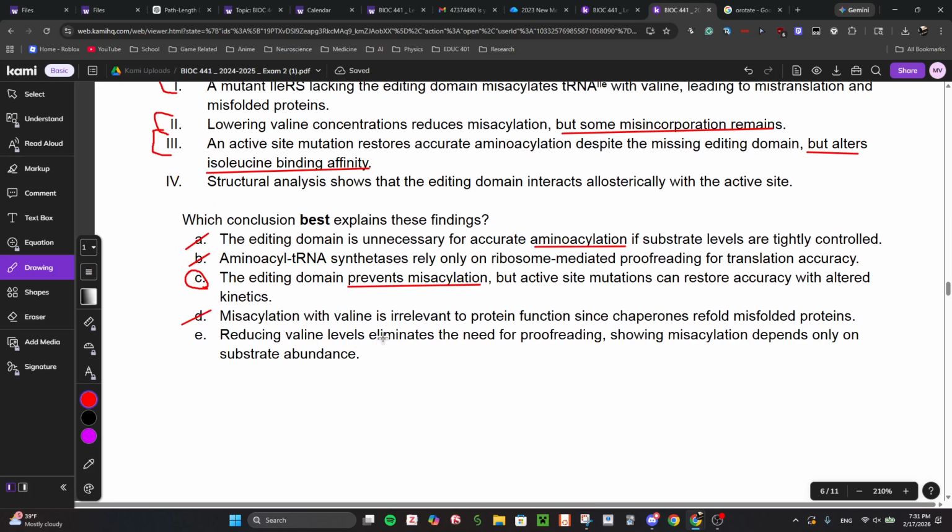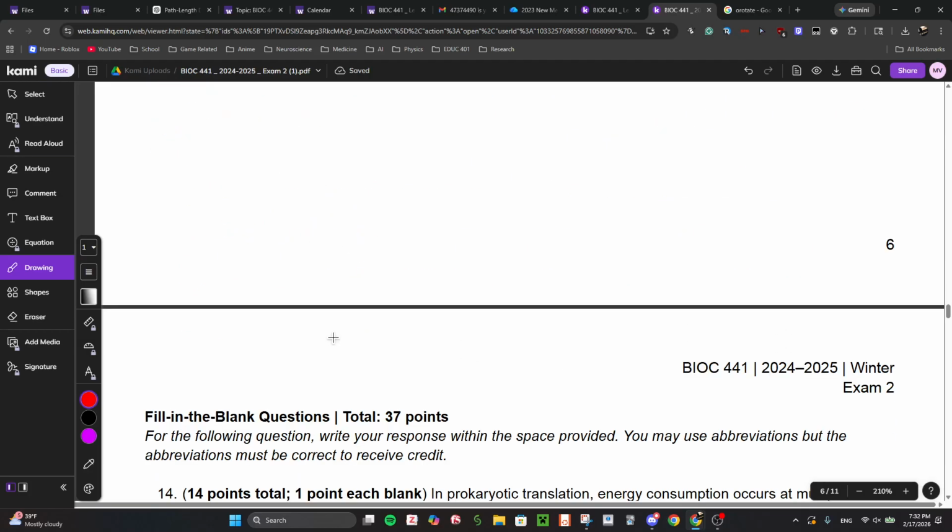Reducing valine levels eliminates the need for proofreading, showing misacylation depends only on substrate abundance. I mean, I guess, but I wouldn't say it eliminates the need for proofreading. That's a bit extreme. You still need proofreading. And I guess it's true that it does depend on substrate abundance, but saying it only depends on substrate abundance is a bit of a stretch. It's an overexaggeration. So I'd say C is the best answer there.